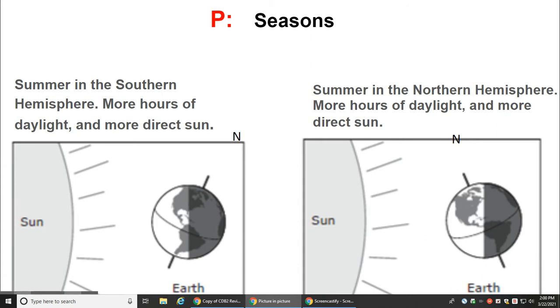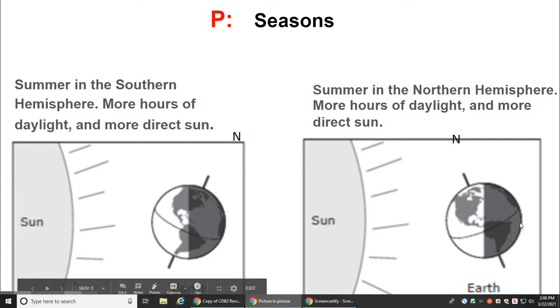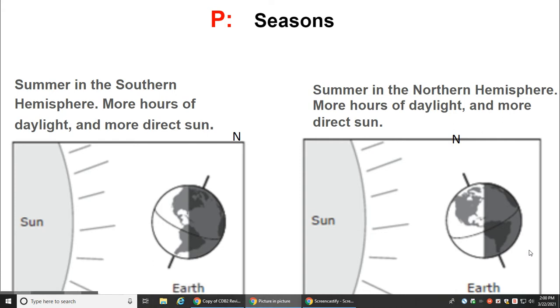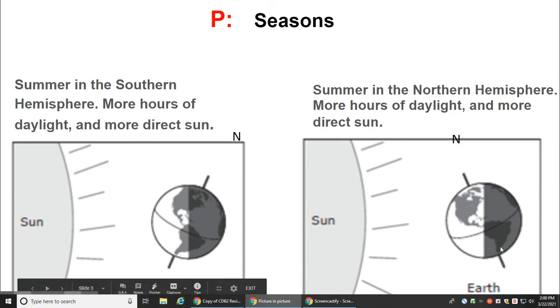Summer in the northern hemisphere. So here in the northern hemisphere, it's tilted towards the sun, so we're going to have more hours of daylight and more direct sun. Here, your southern hemisphere below the equator is tilted away from the sun, so we're going to get less hours of daylight and less direct sun. It's winter.